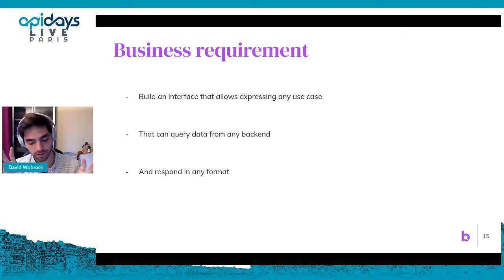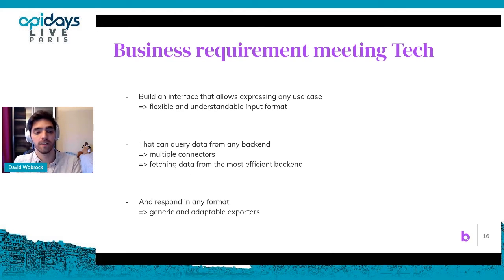So if we talk about what are the requirements we want here, we want something very flexible to be able to express any use case. We want to be able to query the data from any possible backend, and we want to be able to respond in any possible format. So when these business requirements meet tech, it actually means that we're having this flexible input format, which we just saw, this JSON, so we basically can define and put any fields that exist in our platform inside of the query and do whatever we want with them.